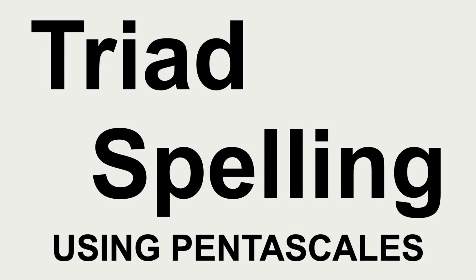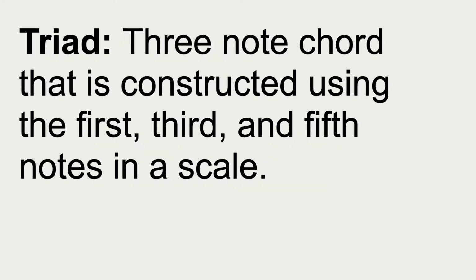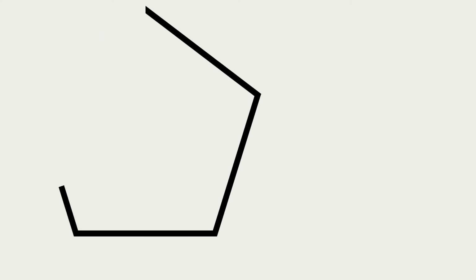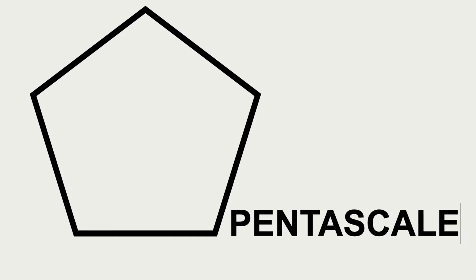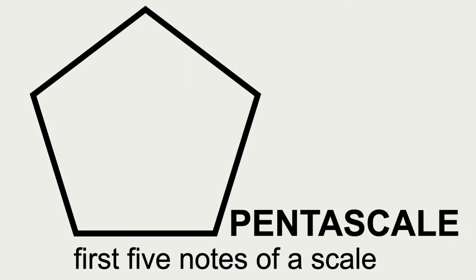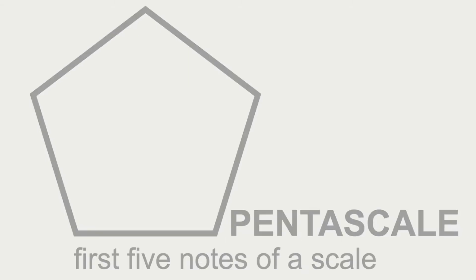Triad spelling using pentascales. A triad is a 3-note chord that's constructed using the first, third, and fifth notes in a scale. Since we only need 5 notes, we are going to spell our triads using a pentascale. A pentascale is the first 5 notes of a scale. So let's start out with the first 5 notes of a C major scale.